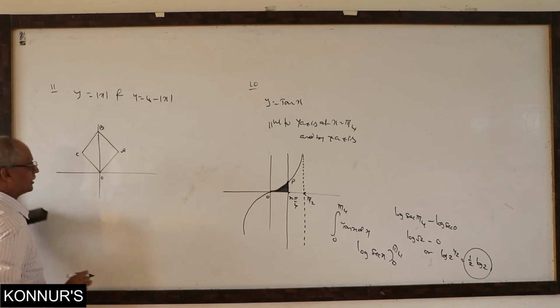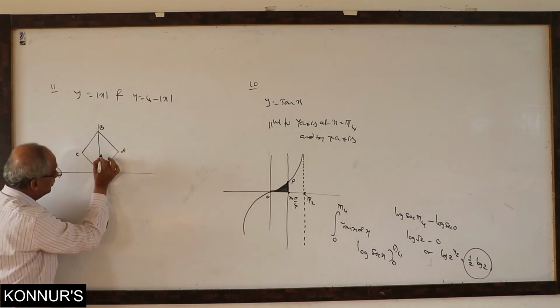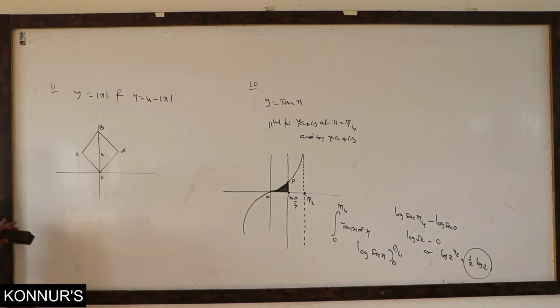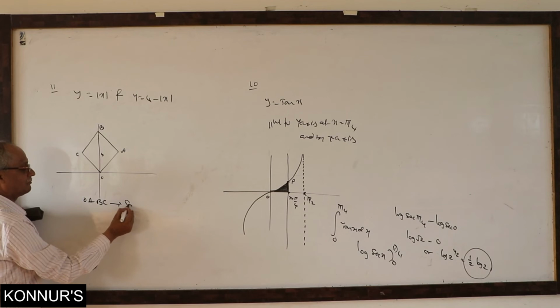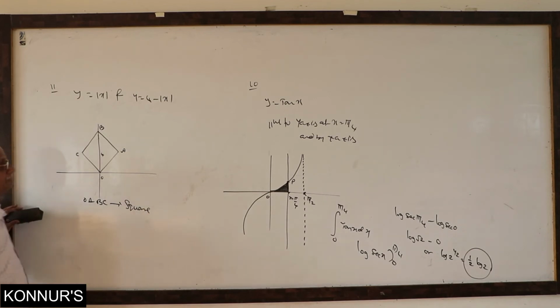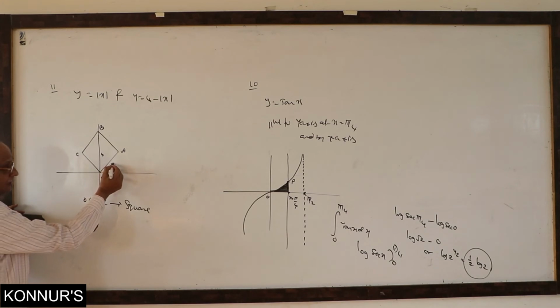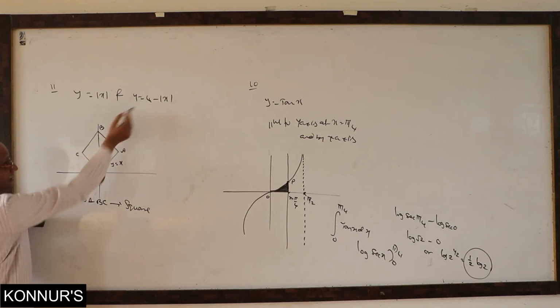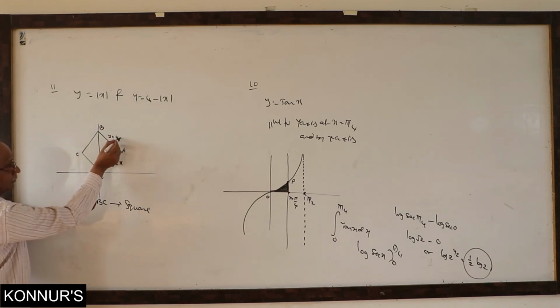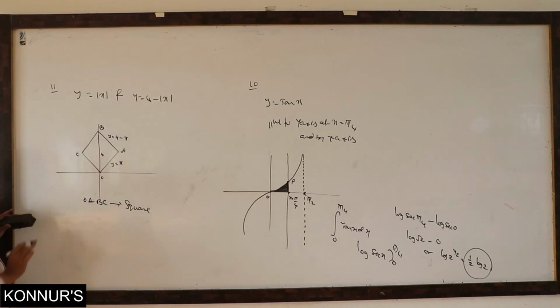Actually you have to draw exactly. How much distance is it? 4. O, A, B, C represents a square. Okay, square. Why? Already I told you this is y equal to x. In the first quadrant, x must be positive. Then what is this line? Y equal to 4 minus x.